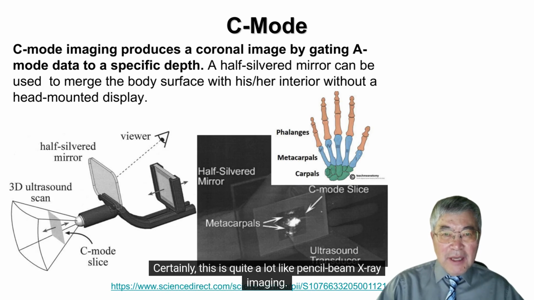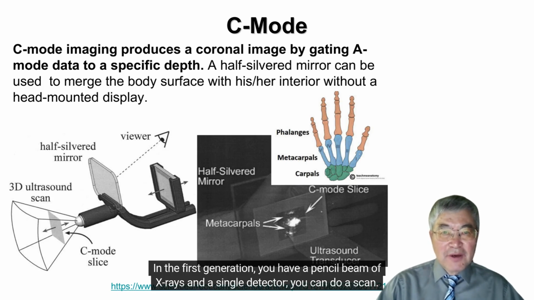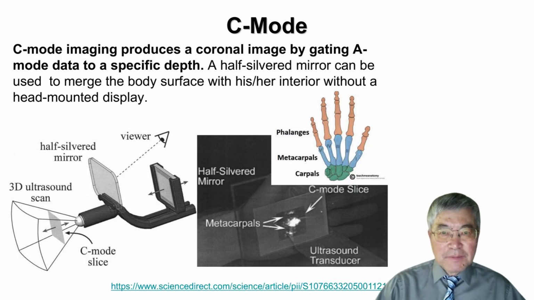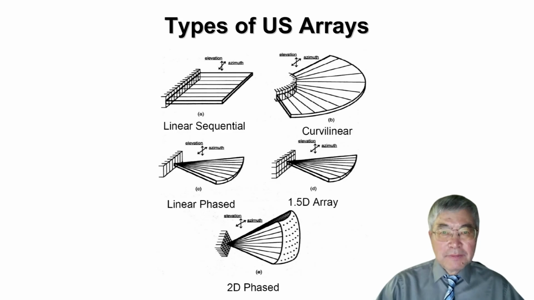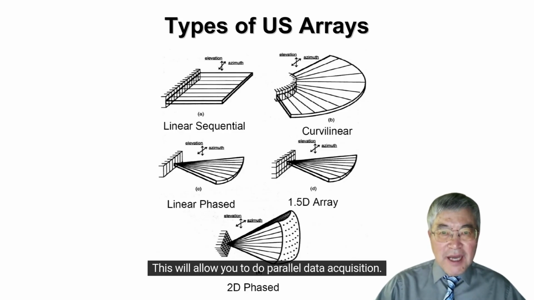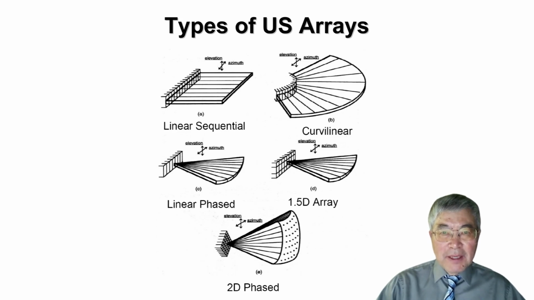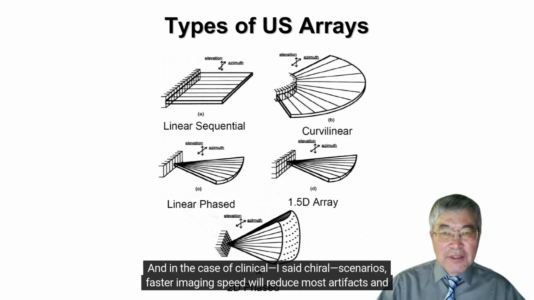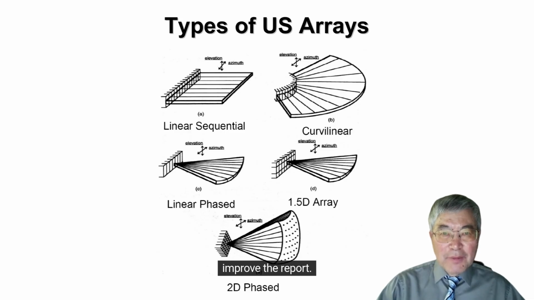Certainly, this is quite a lot like pencil beam X-ray imaging. In the first generation, you have a pencil beam of X-rays and a single detector. You can do a scan. That is very inefficient. So that's why we say we have to use ultrasound transducer arrays. This will allow you to do parallel data acquisition. Parallel data acquisition is always desirable. And in clinical scenarios, faster imaging speed will reduce most artifacts and improve the report. So, a lot of good points to make.